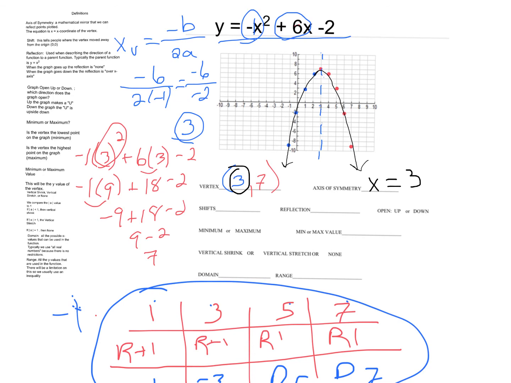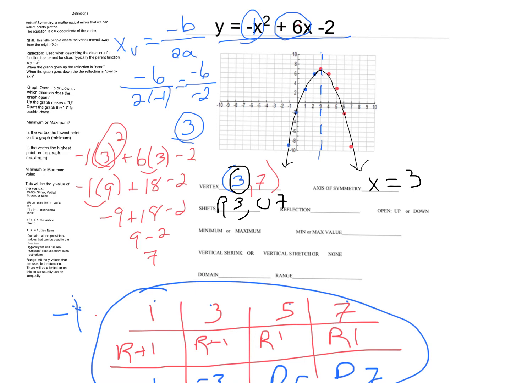The shift. Now we have to describe where this thing went from the origin. Now since we went to the coordinate (3, 7) from the origin, we went to the right 3, up 7. That looks awful. Let me fix that. Okay. Up 7.